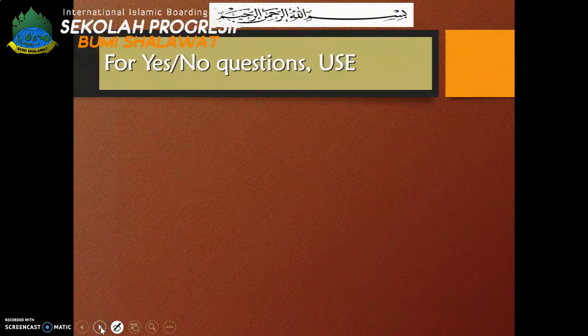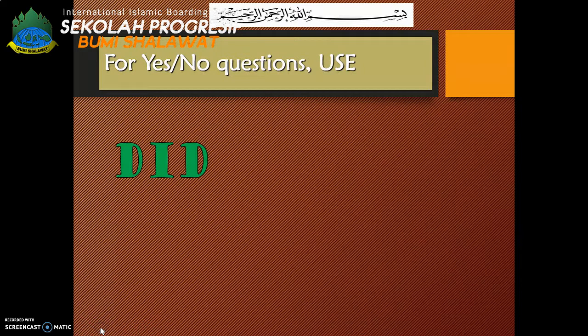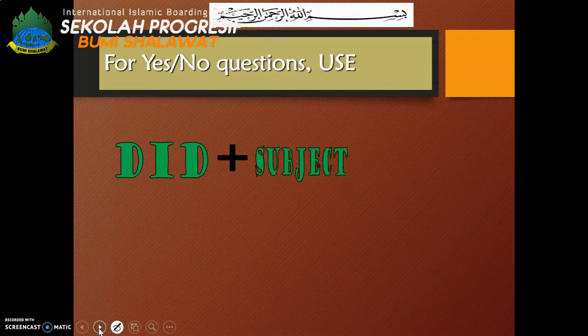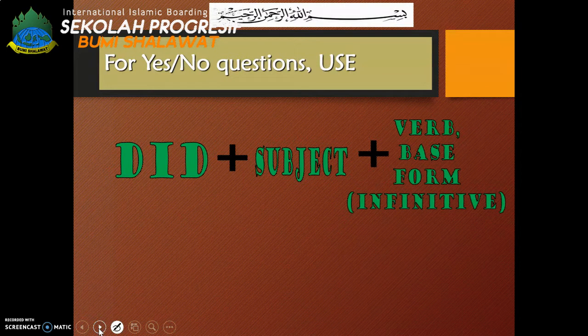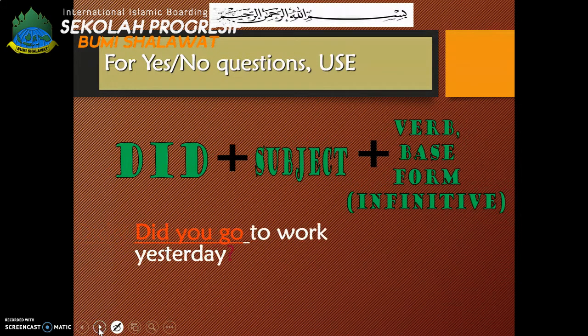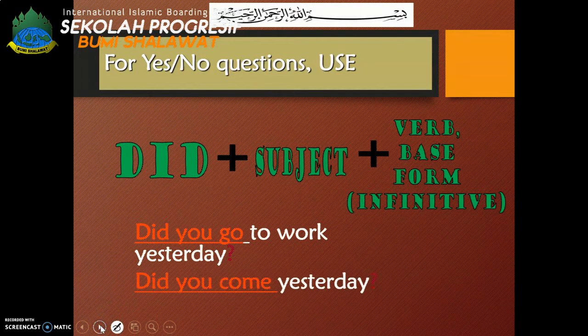For the question, this is almost the same as the negative sentence. The first, you have to add did. After did, subject, and then plus verb 1. Verb 1 again. Same as the negative sentence, yeah? So after did, subject, and then verb 1. For example, did you go to work yesterday? Did you come yesterday? So if you have already used did, don't use verb 2 anymore. So you have to change the verb 2 into verb 1.